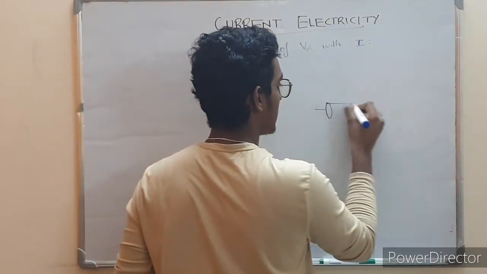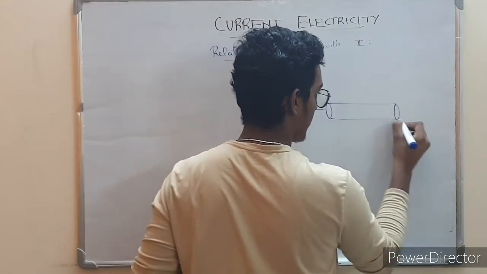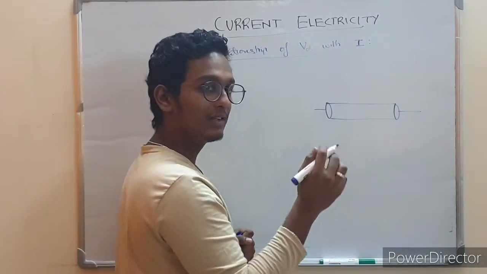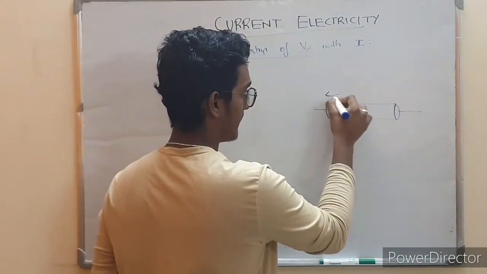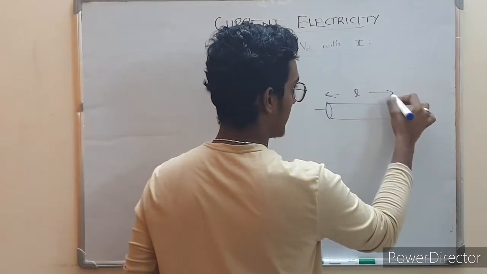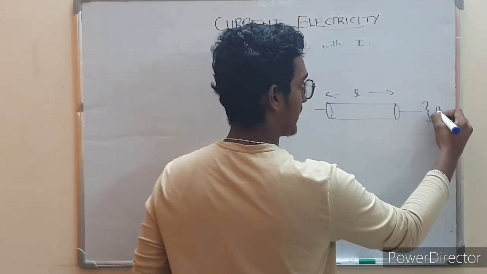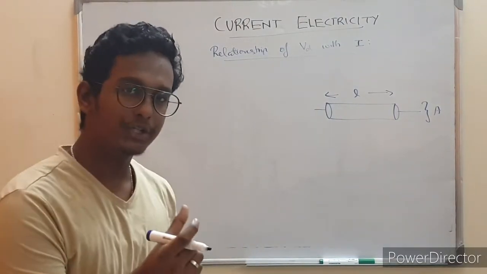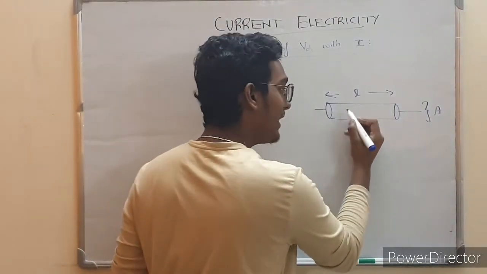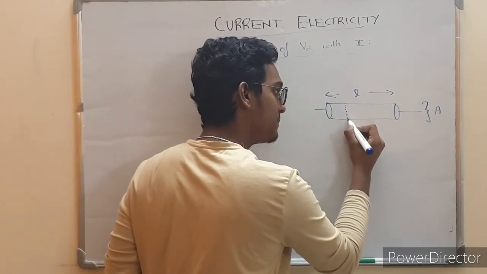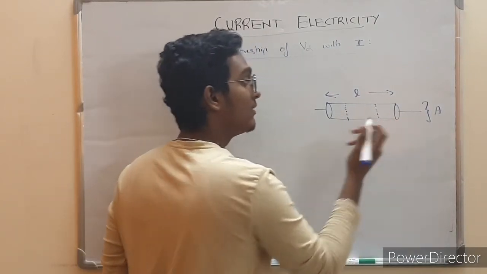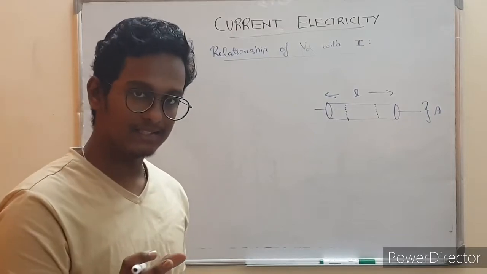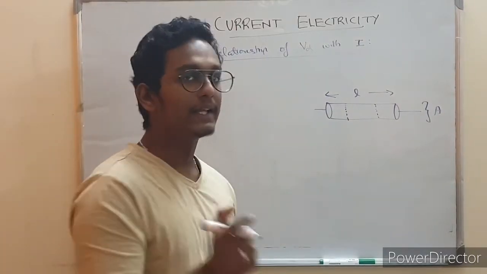So let's say this is our conductor material of entire length L and cross-sectional area capital A. Now we are going to consider a portion of this region, not the entire length but a small portion which has a distance equal to Vd.